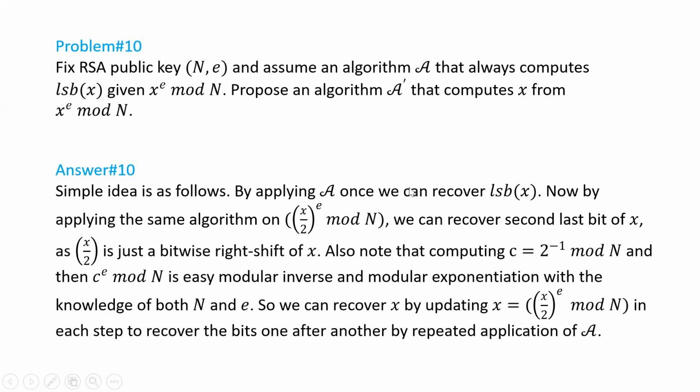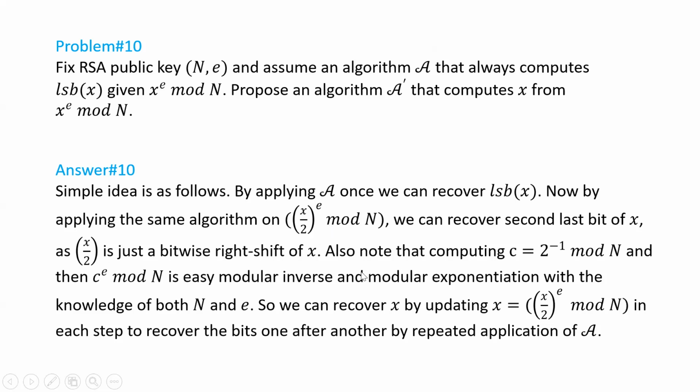By applying A once, we can recover the LSB of x. Now by applying the same algorithm on (x by 2) to the power e mod n, we can recover the second last bit of x. Okay. Then next time again you will run (x by 4) to the power e, basically again right shifting one more bit, right? So like that, we will be able to recover one after another all the bits of x. And now our one challenge is how to compute (1 by 2) to the power e mod n.